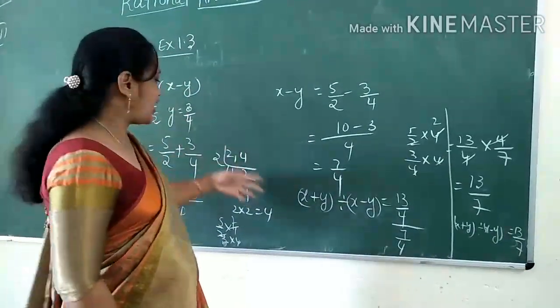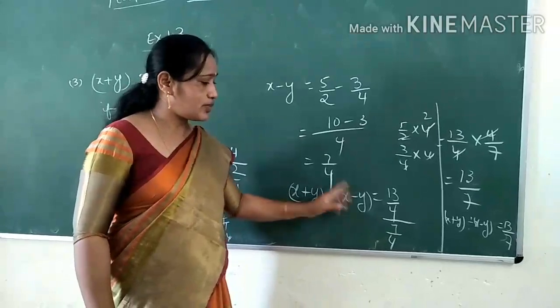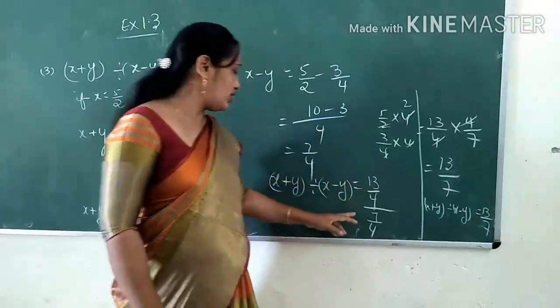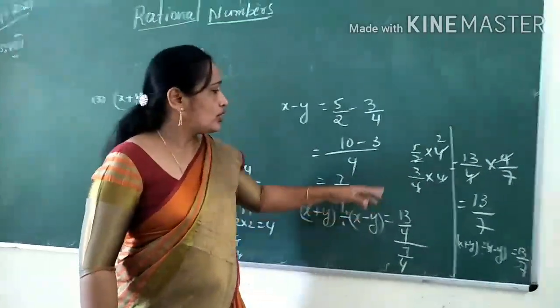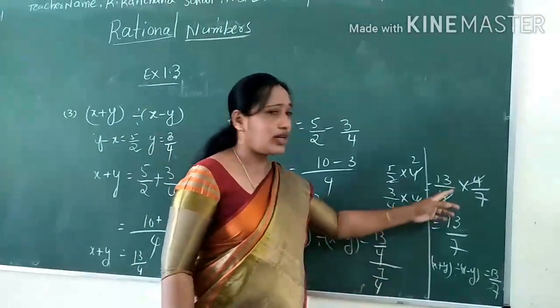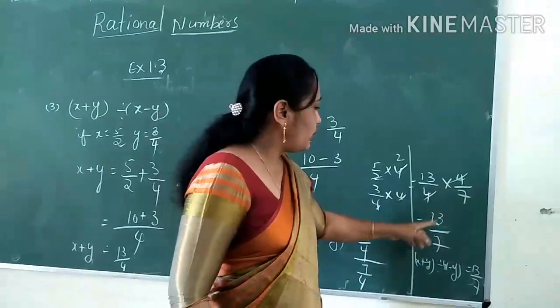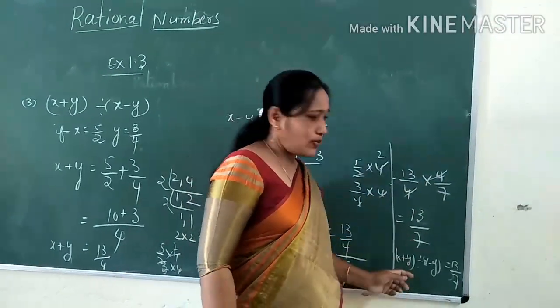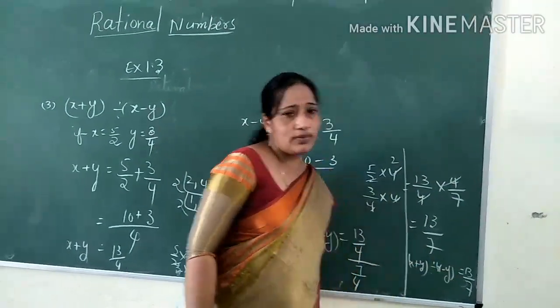We want x plus y divided by x minus y. x plus y is 13 by 4 and x minus y is 7 by 4. We write 13 by 4 as usual and take the reciprocal of 7 by 4, so we get 13 by 4 into 4 by 7. The 4s cancel, 13 by 7. x plus y divided by x minus y is 13 by 7.